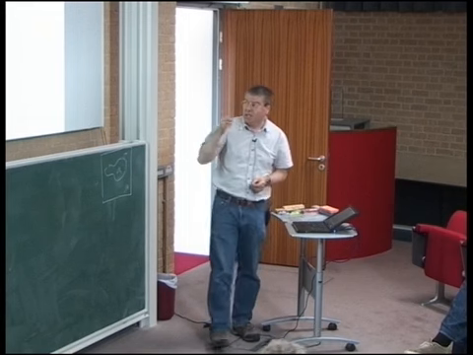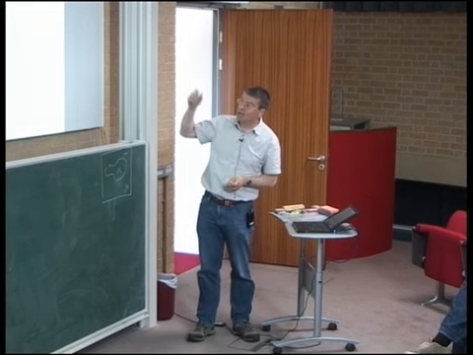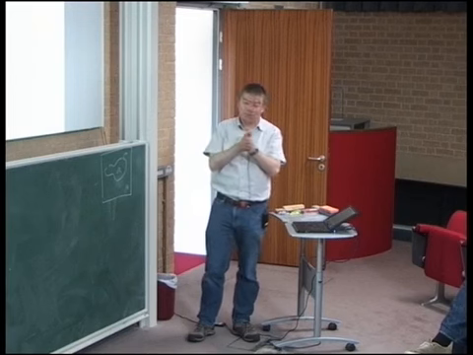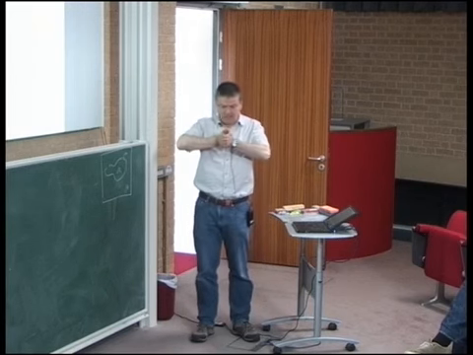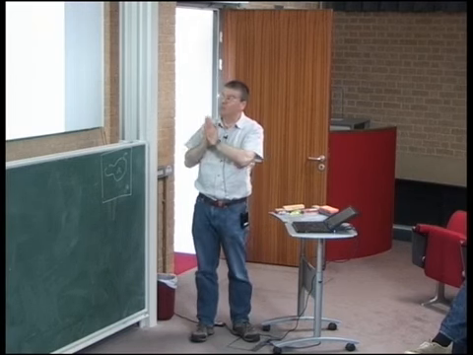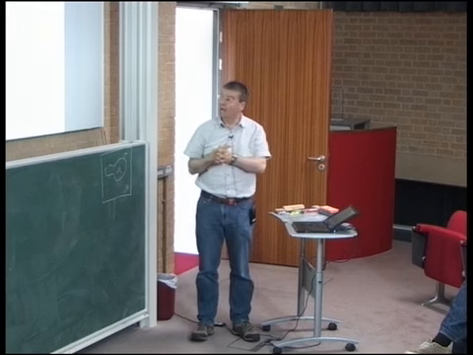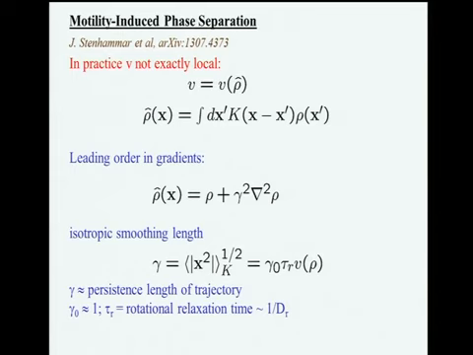So if you look at that in the gradient expansion, that says that the density on which the speed depends is the immediately local density plus something in del squared. And the coefficient there, gamma, depends on this kernel. It's basically the second moment of that kernel. And in physical terms, it's quite easy to at least guess what that is. It's essentially the persistence length of the path.